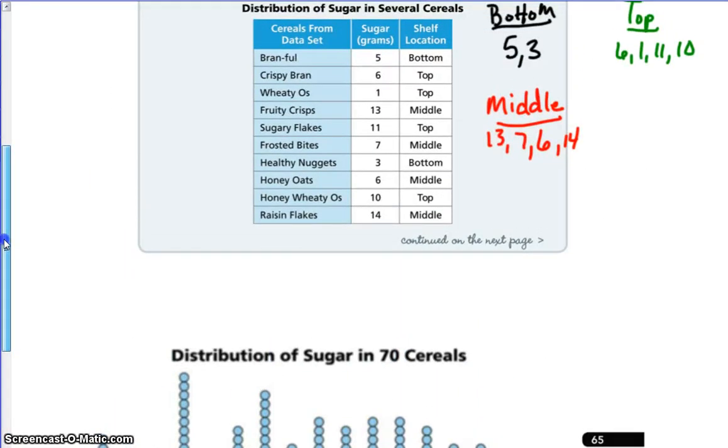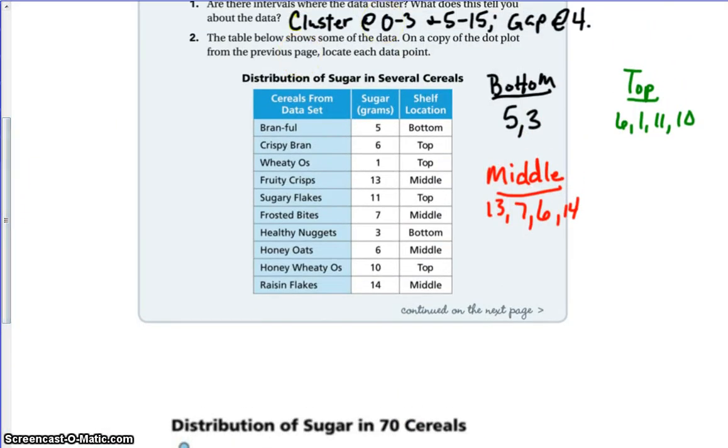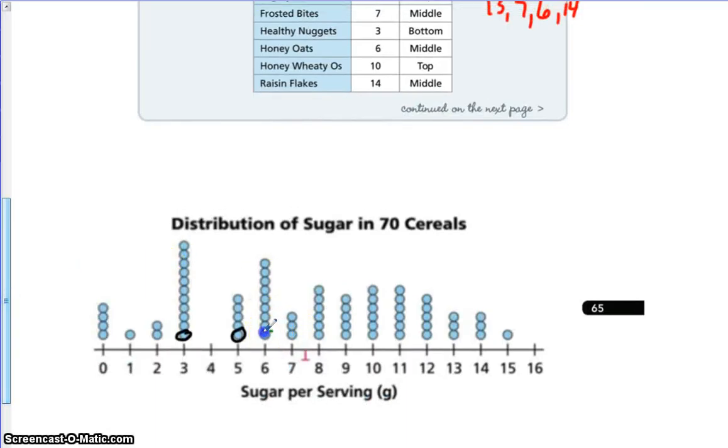Let's see here. Bottom, we had a 5 and a 3. So I'm just going to say those 2 dots are those 2 numbers. I'm going to go over here to my green pen, and let's do the top. We have a 6, a 1, an 11, and a 10.